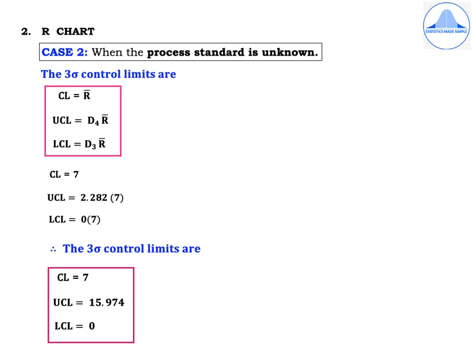Let's now construct the R chart. Case 2, when the process standard is unknown, the 3 sigma control limits are given by CL equal to R bar, UCL is D4 R bar, LCL is D3 R bar. So CL is 7 and UCL is 2.282 into 7 and LCL is 0 into 7. Therefore, the final 3 sigma control limits for the R chart are CL is equal to 7, UCL is 15.974 and LCL is equal to 0.